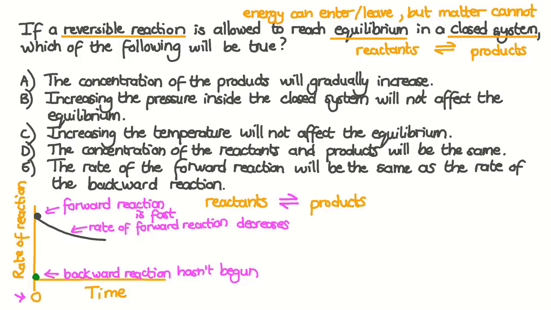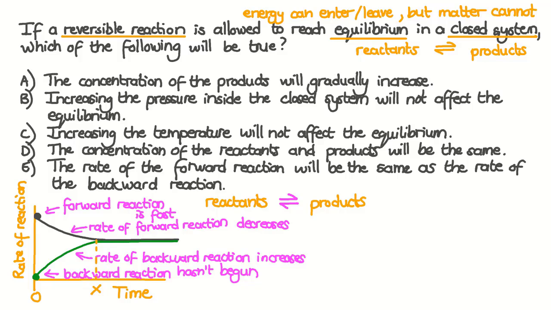When some products have formed, some of it will react to reform the reactants, and the rate of the forward reaction begins to decrease. As more product forms, so the rate of the backward reaction increases. From a certain point in the reversible reaction, let's call it time equals x, an equilibrium will occur, and the rate of the forward and backward reactions will be the same.